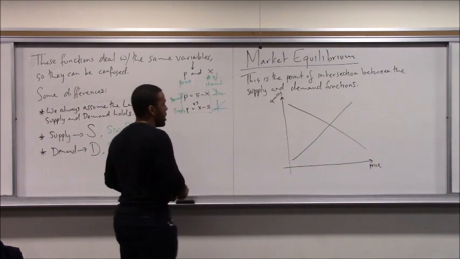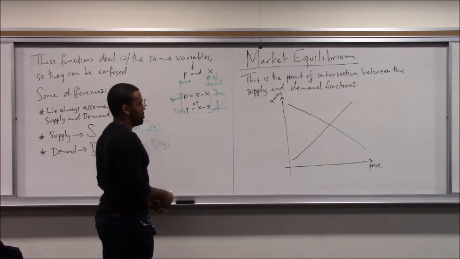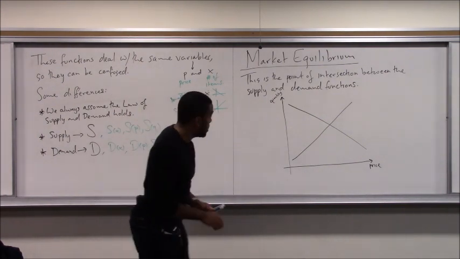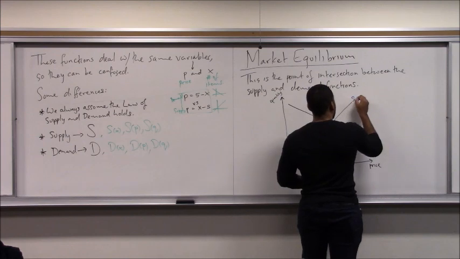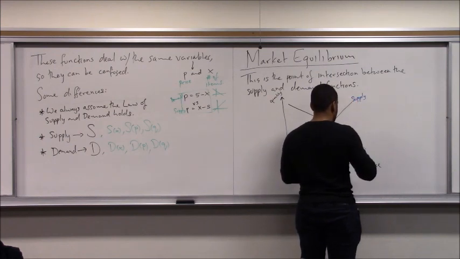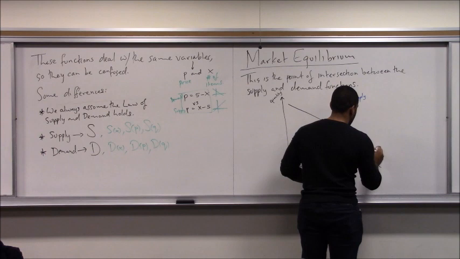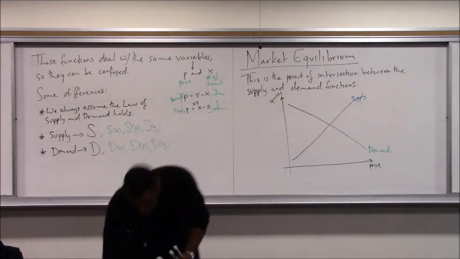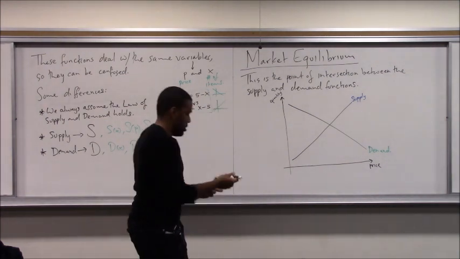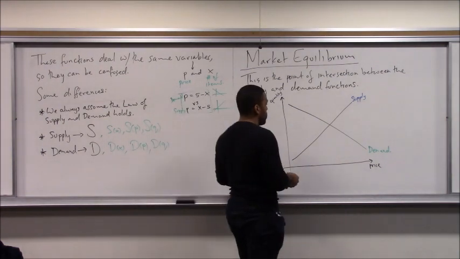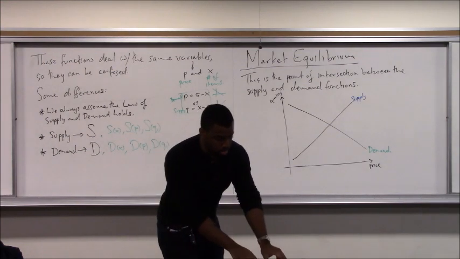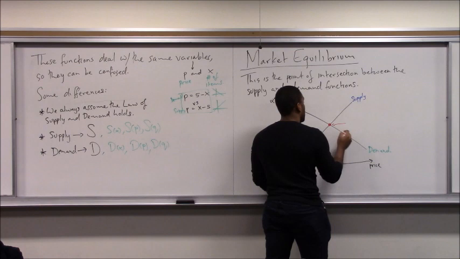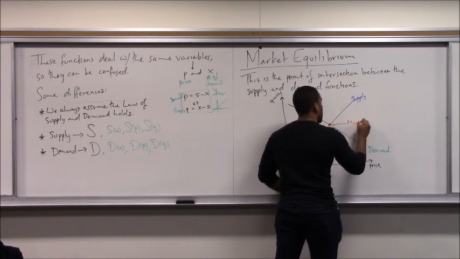Who here would be the supply function? The one moving up. So that here would be supply, and this here will be demand. Now you'll notice that they meet at a certain point. This point where they meet is called the market equilibrium. This point here is called the market equilibrium.